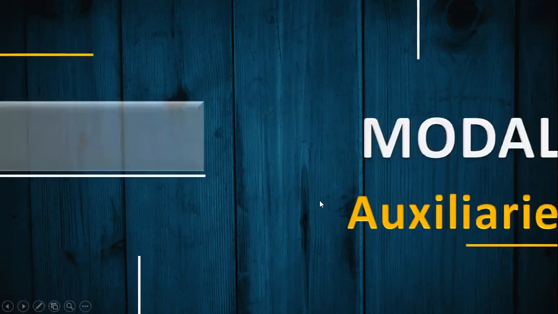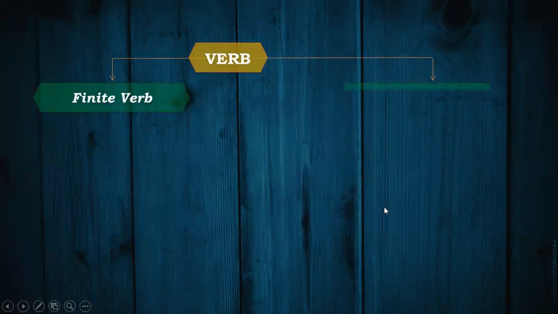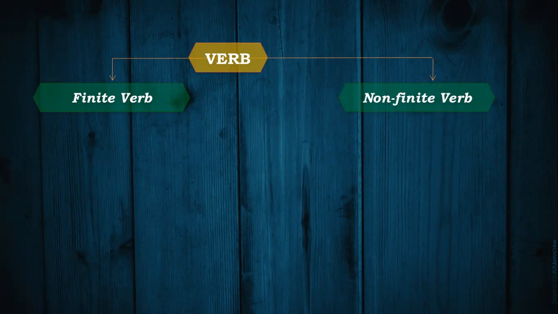So here we begin with modal auxiliaries. Well, let's start by learning what is modals first and then we can jump onto the finite and the non-finite verbs. So what is a modal or what is an auxiliary? Auxiliary is nothing but auxilium. Now auxilium means help or support. Hence, the meaning of the term auxiliaries is to help or to support.